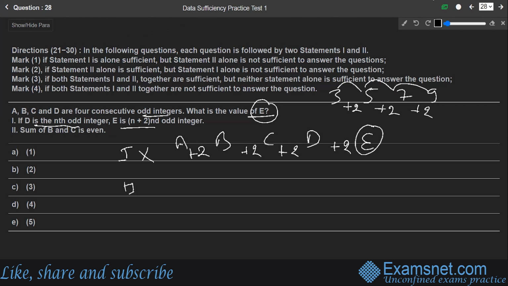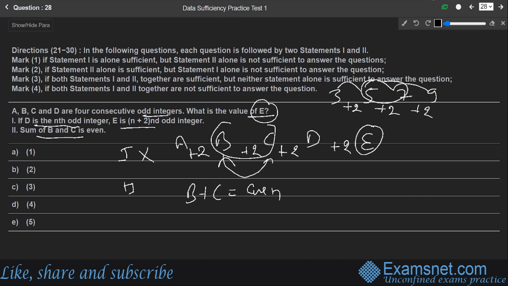Let us check statement number 2 alone. Is statement number 2 alone sufficient to answer the question? Statement second says the sum of B and C is even. Obviously the sum of two odd numbers always remains even. If we check 5 plus 7, that is 12. If we check 3 plus 5, that is 8, which is also an even number. So they are not providing any different information when they say the sum of B plus C is even.